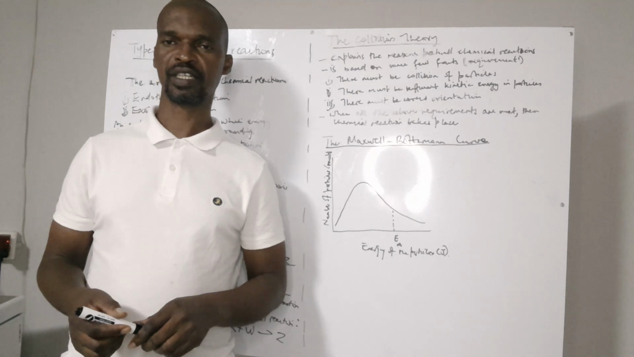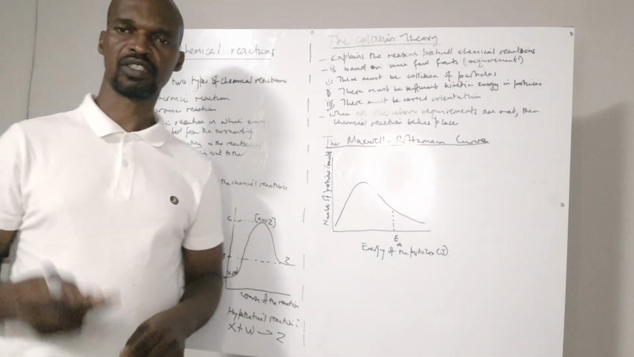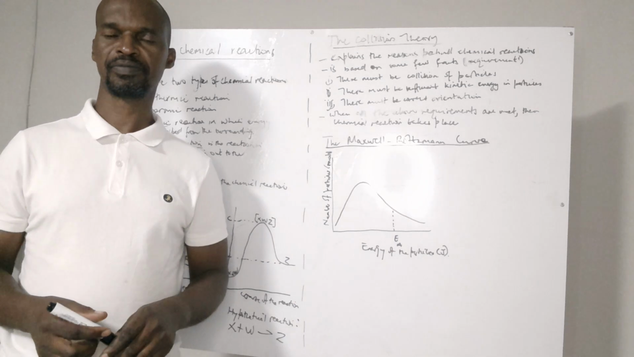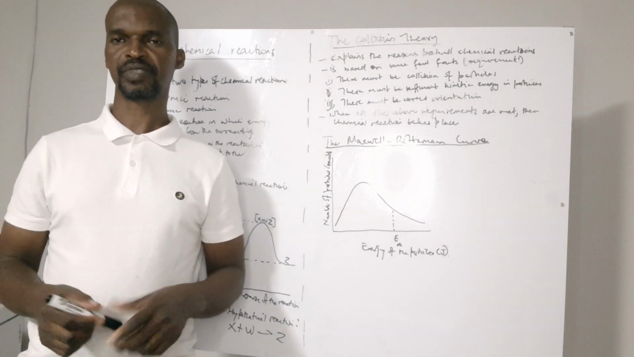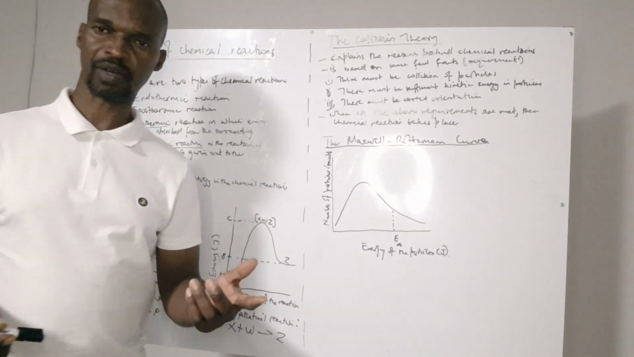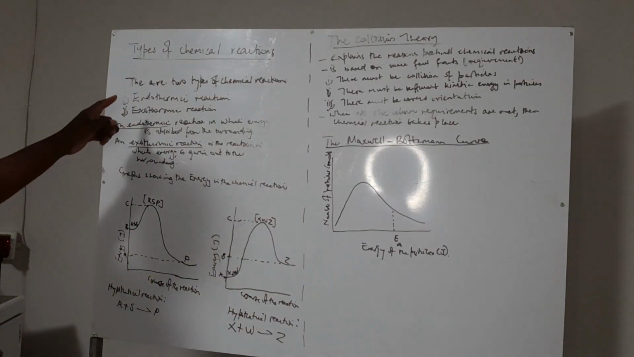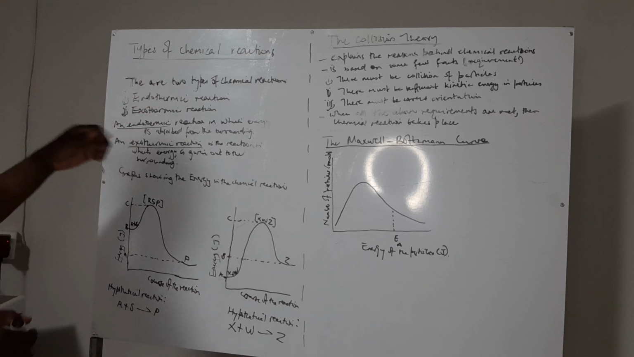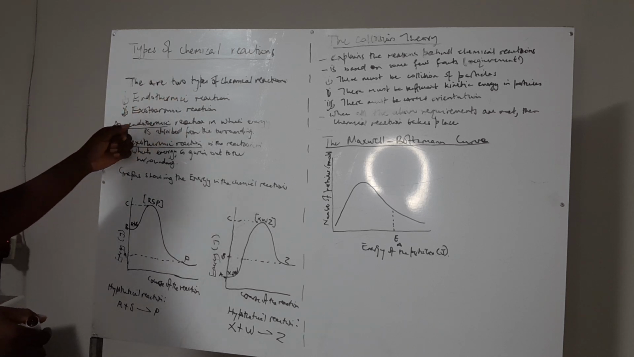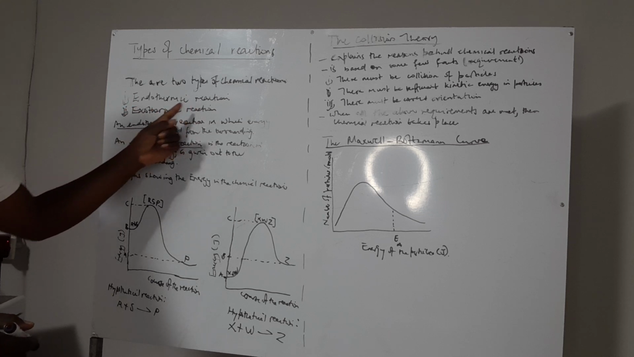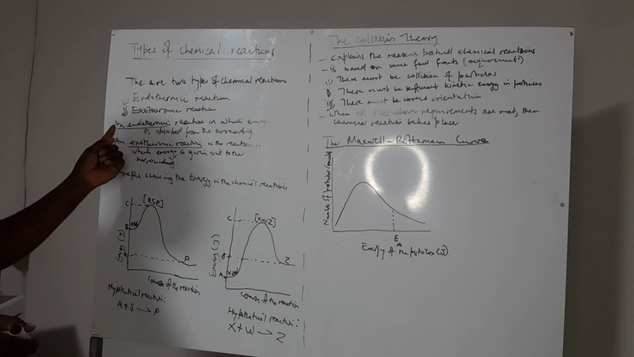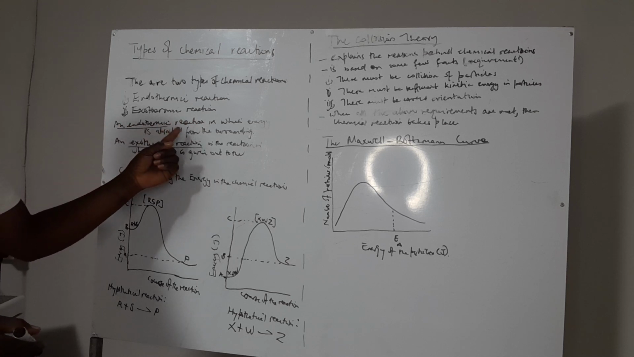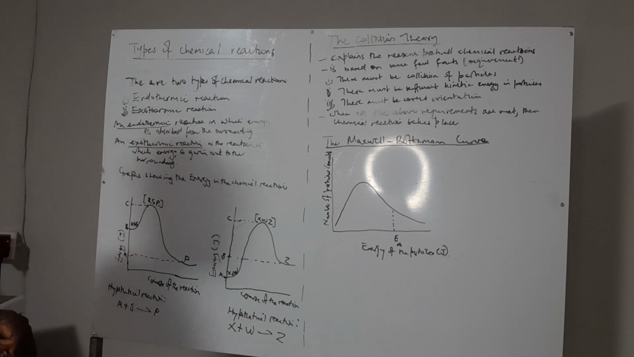So mainly we divide our chemical reactions into two types that we call endothermic chemical reaction and exothermic chemical reaction, and this is how I define them. I said there are two types of chemical reactions. First one is endothermic reaction. Second one is exothermic reaction. What is an endothermic reaction? An endothermic reaction is a reaction in which energy is absorbed from the surrounding.